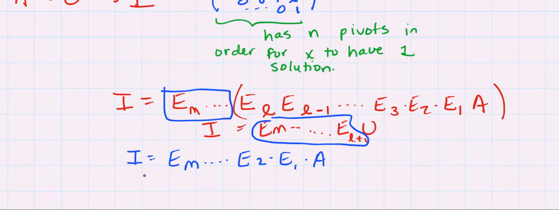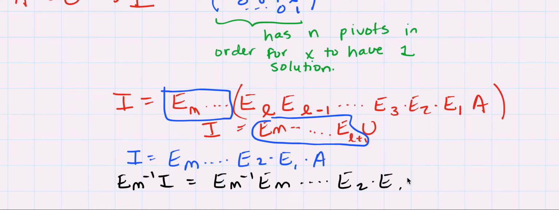So we can say that we can get rid of each one of these by doing this. Let me show you. You could say EM inverse times I is equal to EM inverse EM ... E2 E1 times A. So that goes away, and then you're left with all the other elementary matrices, and then this part is just EM inverse. So you keep taking off the elementary matrices by multiplying by the inverse.